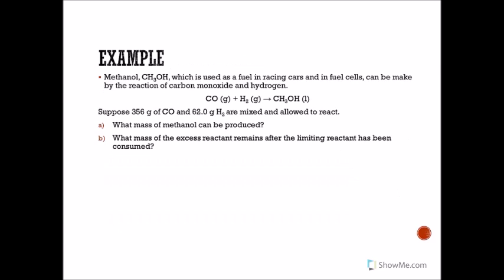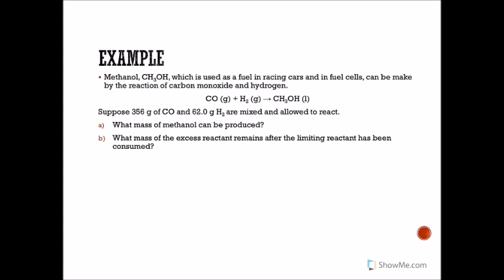methanol, CH3OH, which is used as a fuel in racing cars and in fuel cells, can be made by the reaction of carbon monoxide and hydrogen. So carbon monoxide plus hydrogen yields methanol. Suppose 356 grams of carbon monoxide and 62 grams of hydrogen are mixed and allowed to react. What is the mass of methanol that can be produced? And what's the mass of the excess reactant that remains after the limiting reactant has been consumed?